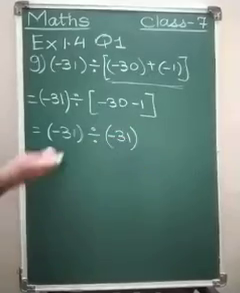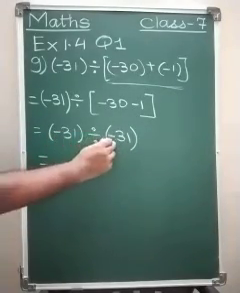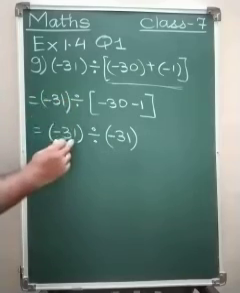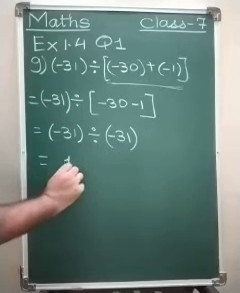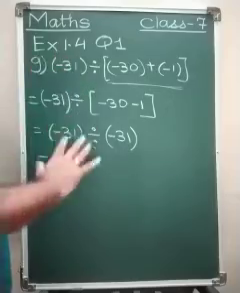Now it is quite easy. Minus 31 divided by minus 31, minus divided by minus, our answer would be positive. 31 divided by 31, our answer would be 1. So plus 1, and this is the G sum. Okay, I hope you are understanding how to do the division.